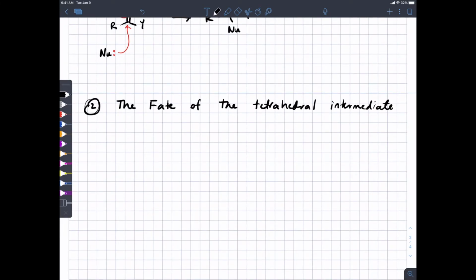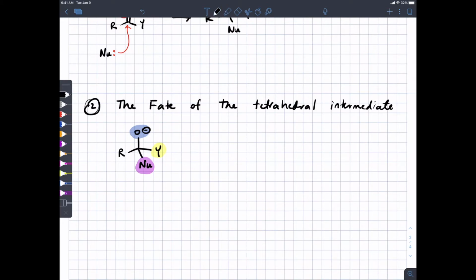Okay, so what happens once you have a tetrahedral intermediate? So recall, and we'll deal with the negatively charged one first. Our tetrahedral intermediate looks like this. We have a nucleophile, and we have the R group, and we have a negatively charged oxygen. And what happens next is going to depend on a consideration of all three of these groups. Okay?